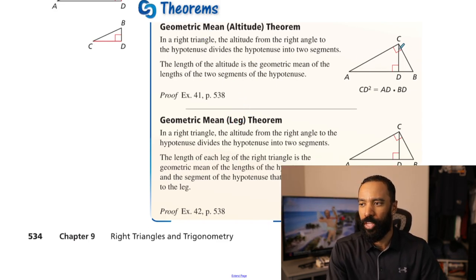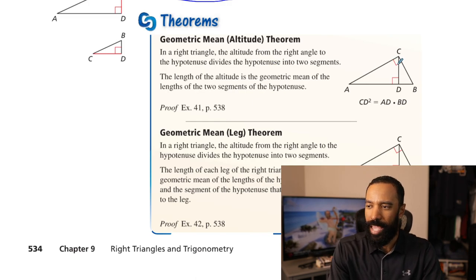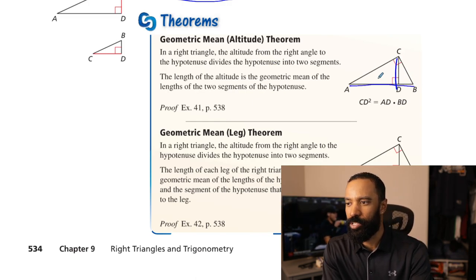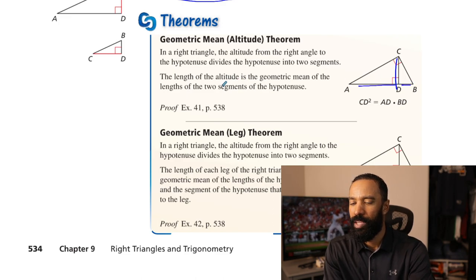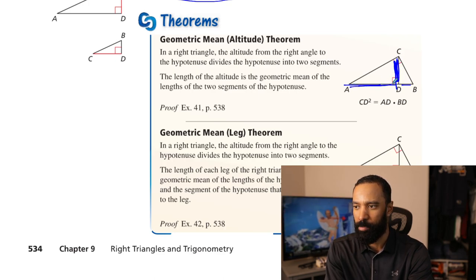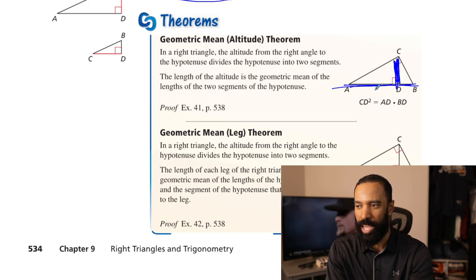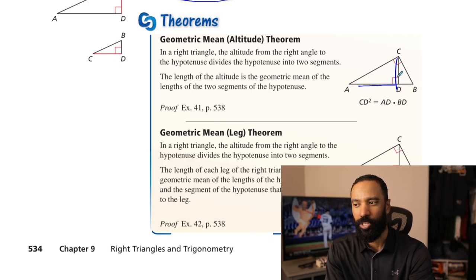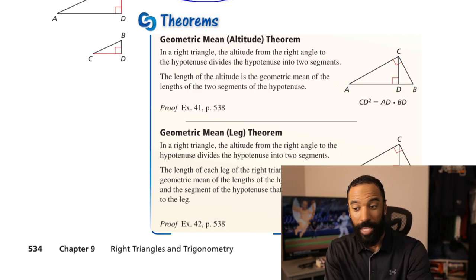Geometric mean altitude theorem says in a right triangle, the altitude from the right angle to the hypotenuse divides the hypotenuse into two segments, here and here. The length of the altitude is the geometric mean of the lengths of the two segments of the hypotenuse. This is the geometric mean of this length and this length, as to say, this over this equals this over that. DB over CD is CD over AD, things like that. That's the only one that I ever remember, care to remember.